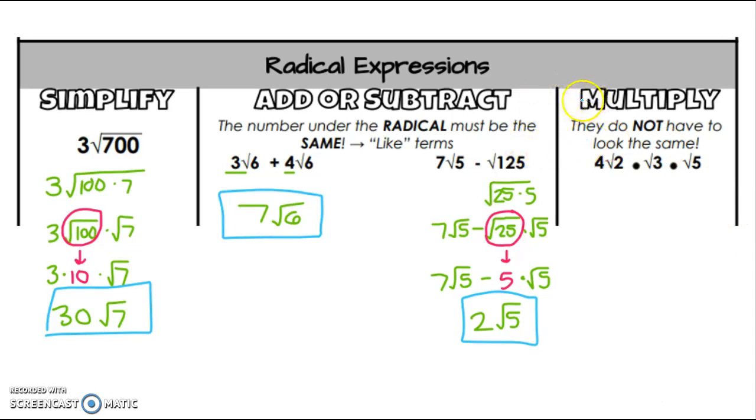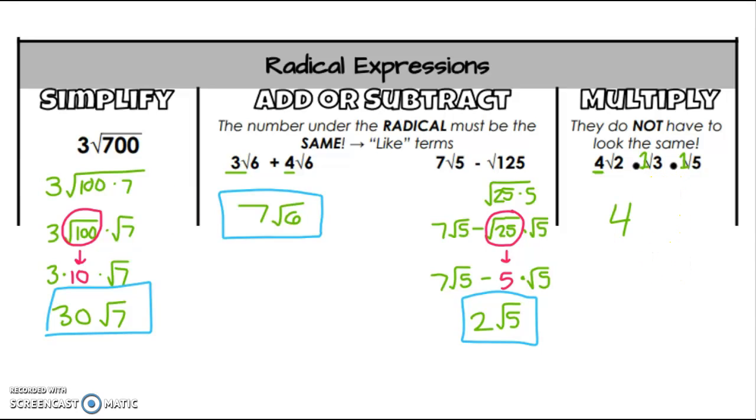And then when you multiply radical expressions together, this is the easy one. They don't have to look the same. You just multiply inside with inside and outside with outside. So I'm going to look for everything, let's do outside the radicals first. I've got a 4 on the outside. There's an imaginary 1 up in front of the square root of 3, an imaginary 1 in front of the square root of 5. 4 times 1 times 1 gives me 4.